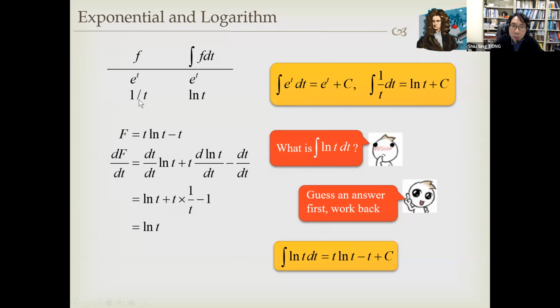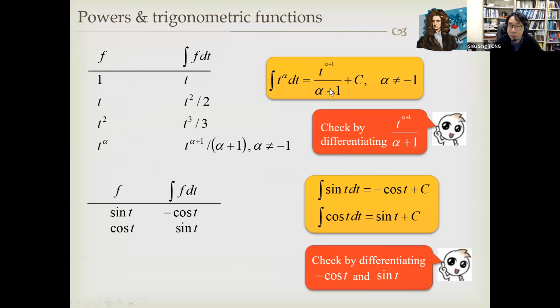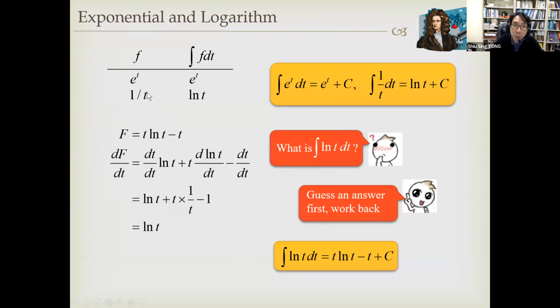Now, we would like to handle 1 over t. In this discussion, we have warned you that this expression is not applicable for alpha equal to -1, which is t to the power -1. So how do we integrate t to the power -1? Well, it is given by the natural logarithm. The natural logarithm is the logarithm to the base e, where e is the natural number, 2.57 something.